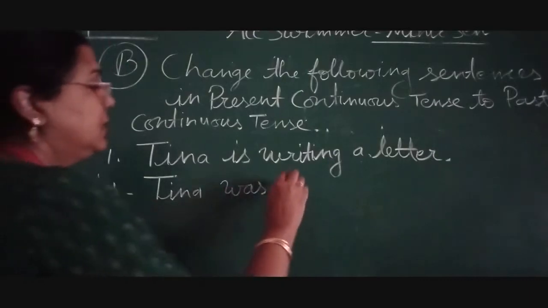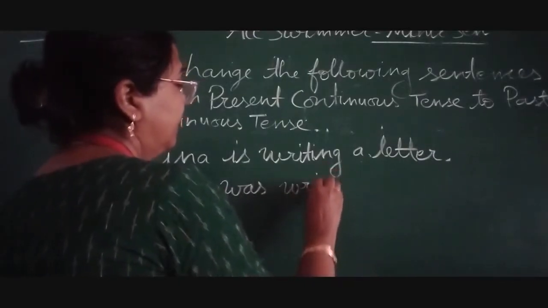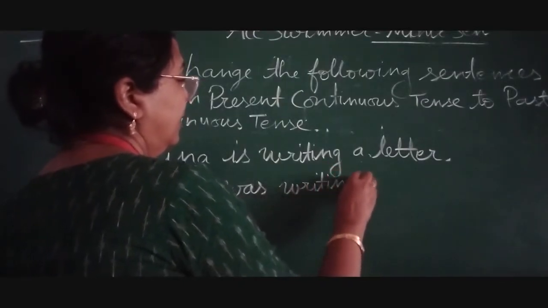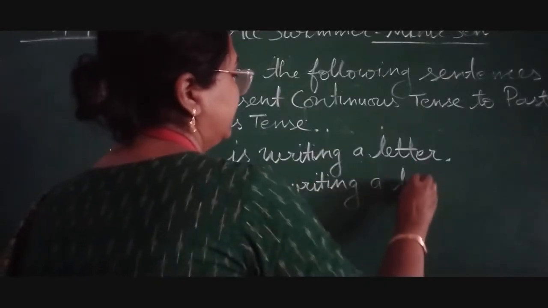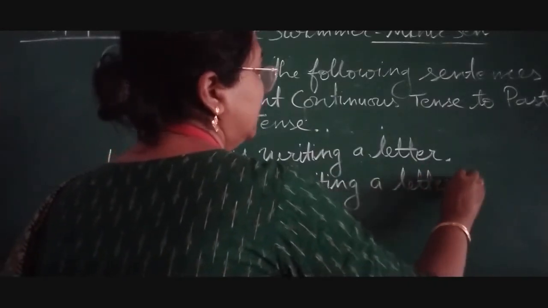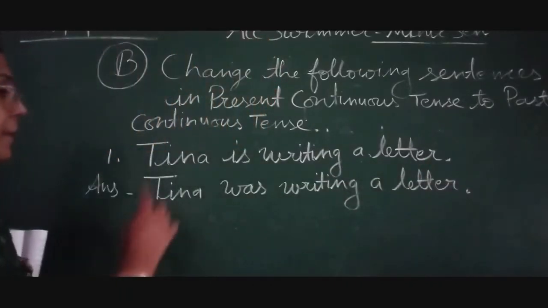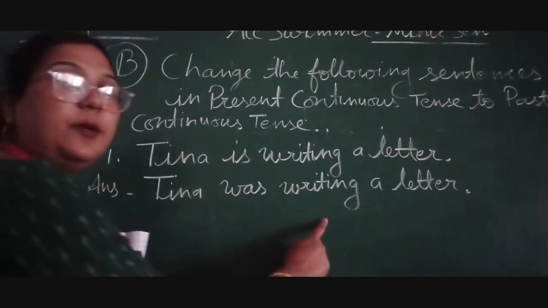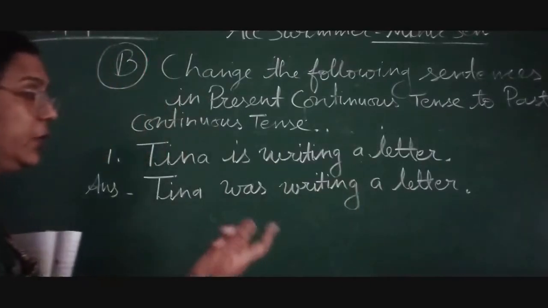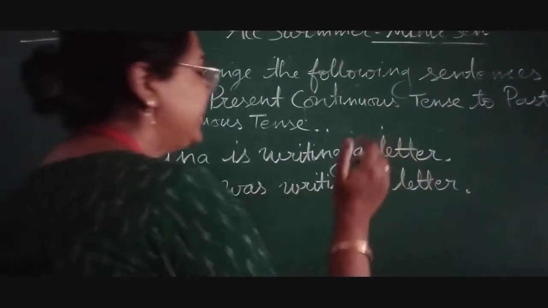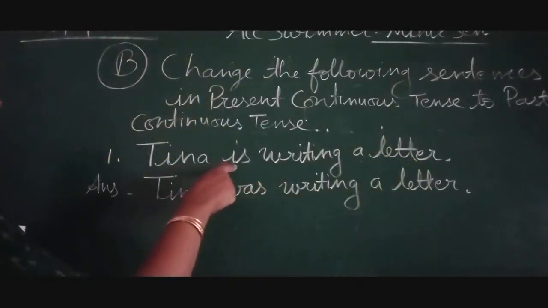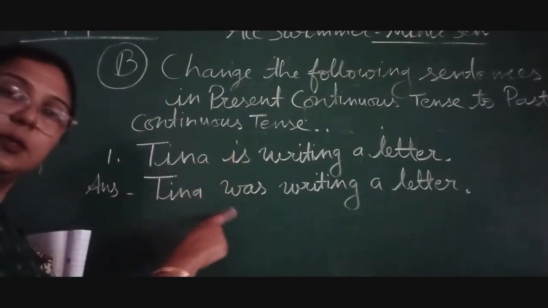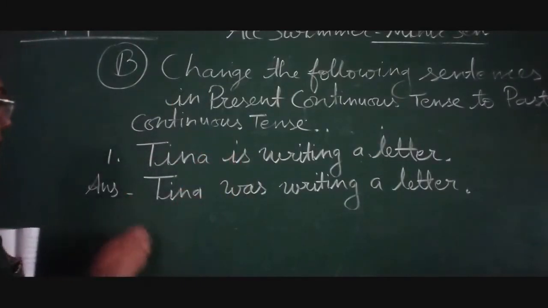Tina was writing a letter. Okay. So we will change it into past continuous tense. Tina was writing a letter. So here children, all things will remain the same. Only we will change is to was. Okay children? So completed.